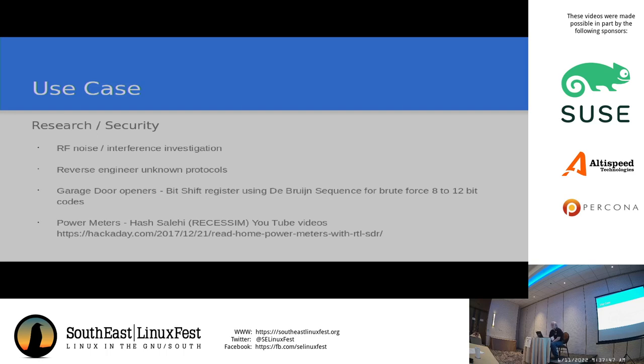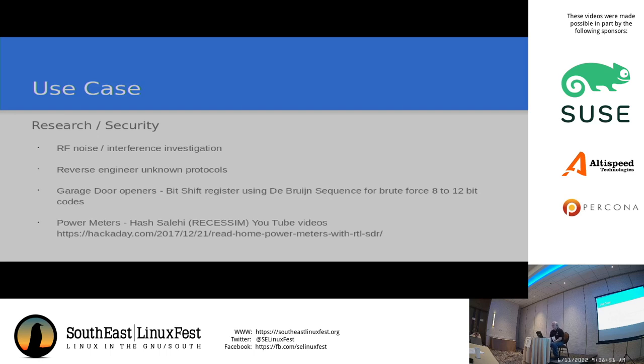Another good use case I found, I'm not even going to try to pronounce, I'll probably get it wrong, but if you go on YouTube and look up RECESSIM, he's also got a website with all his research that he's done. The newer power meters now, you don't have to have meter readers come out, because they're transmitting the usage at each home. And what he discovered, and what's very interesting, is each power meter in your neighborhood is relaying the signal on, like a digipeater, and then they put central receivers in the neighborhood that collect all that data and then send it back home to measure your usage.